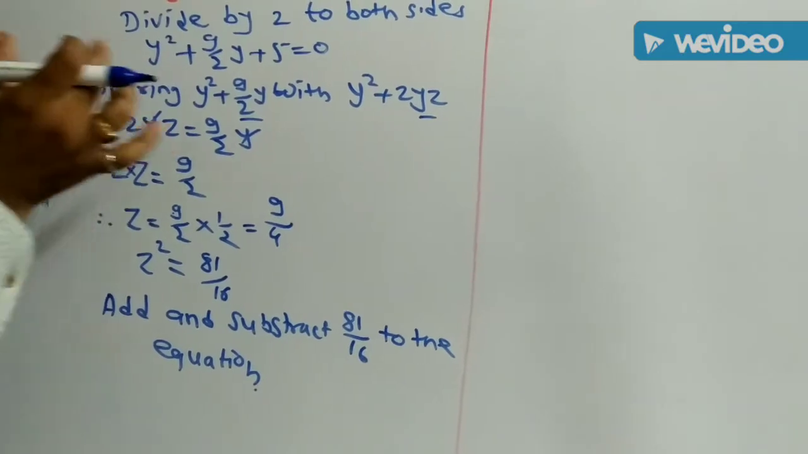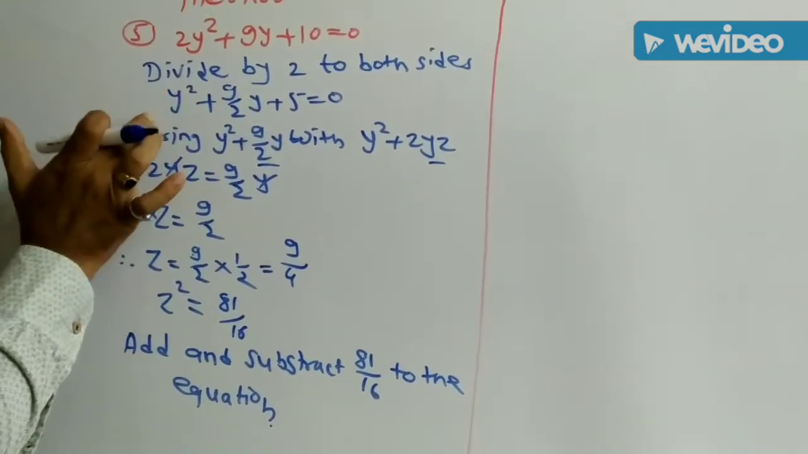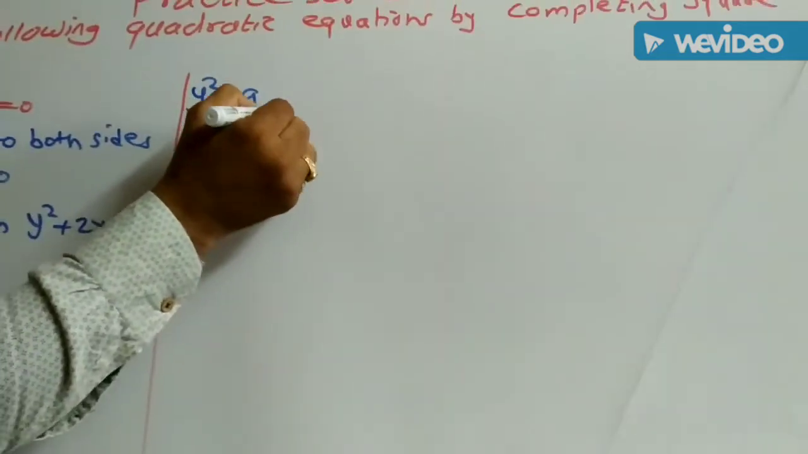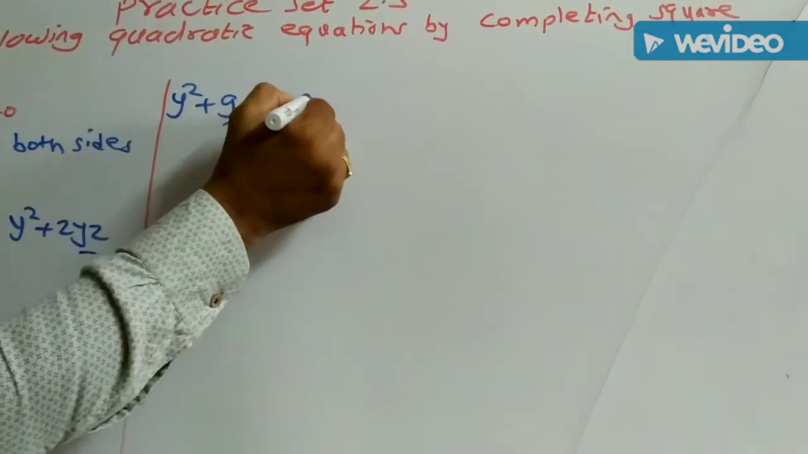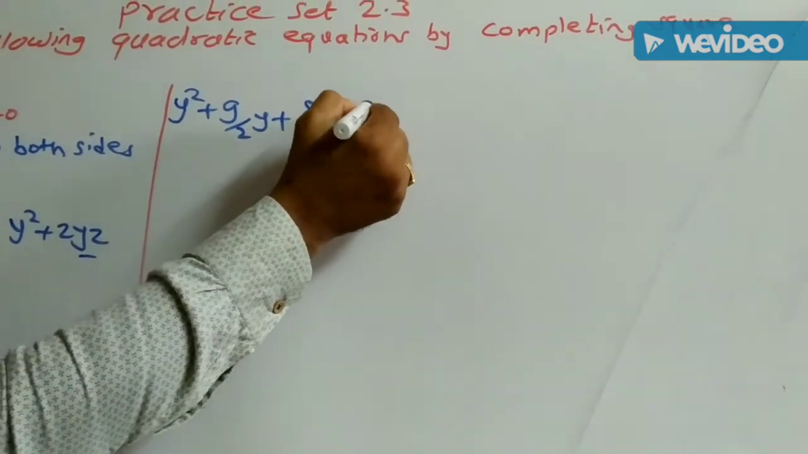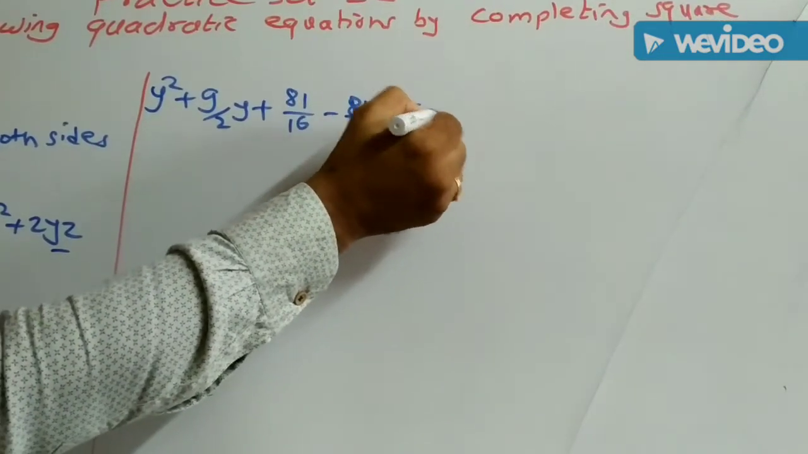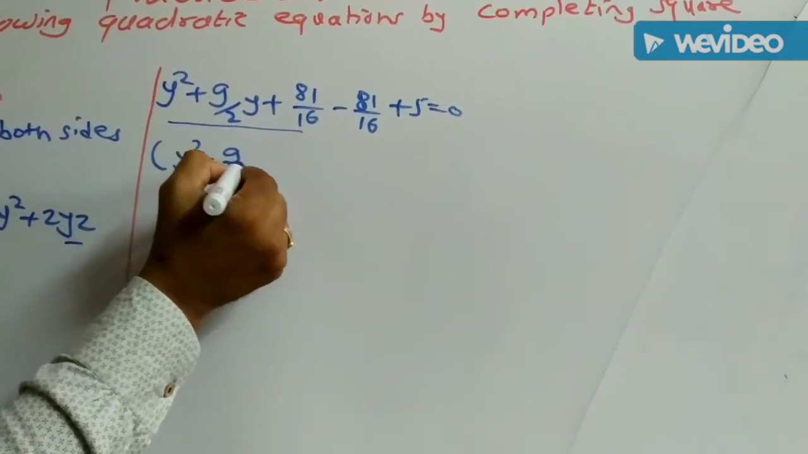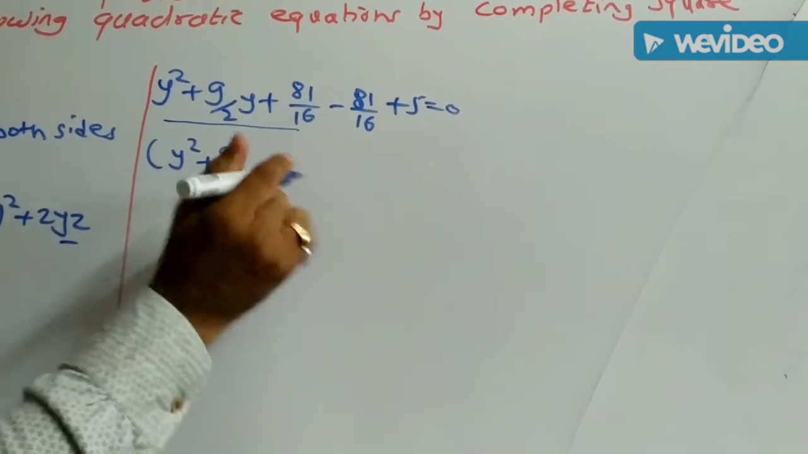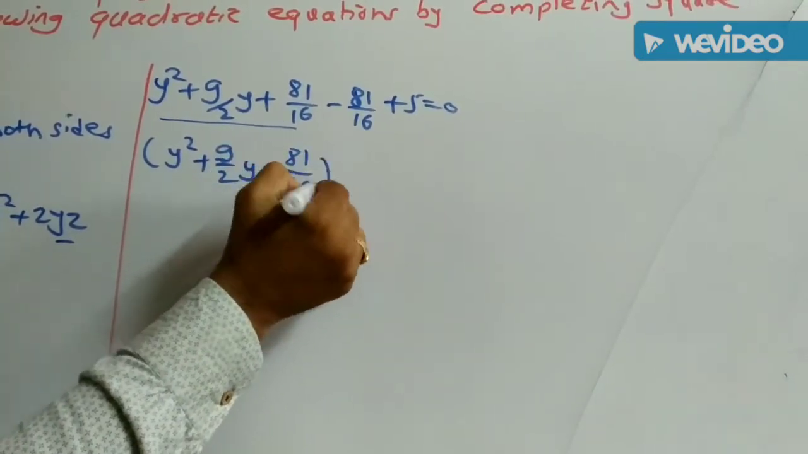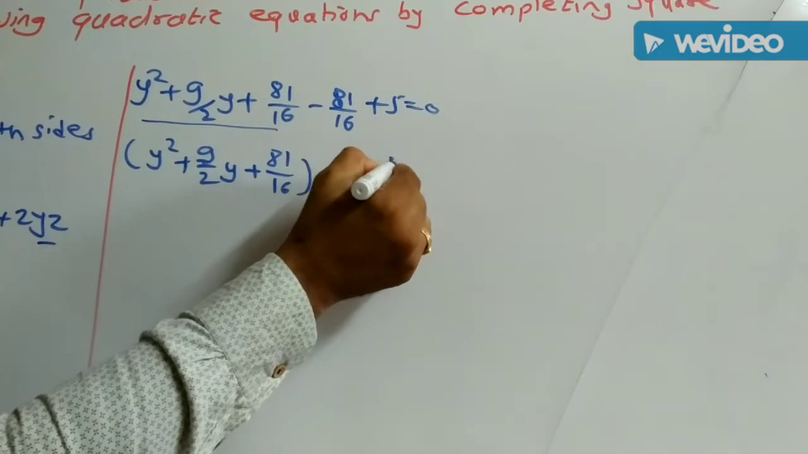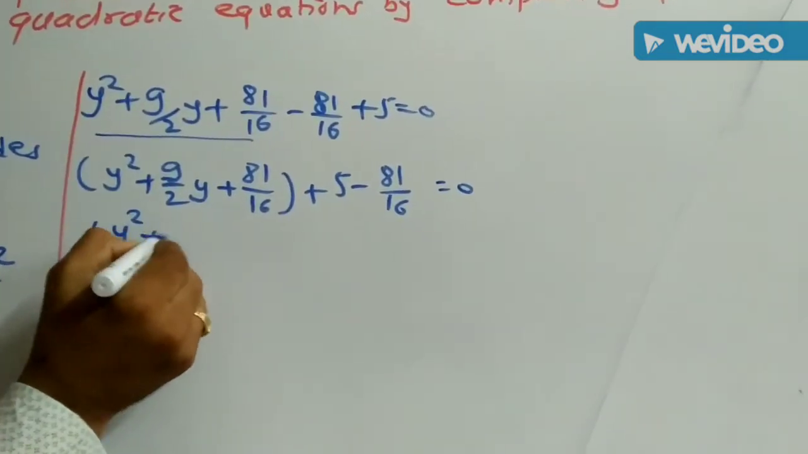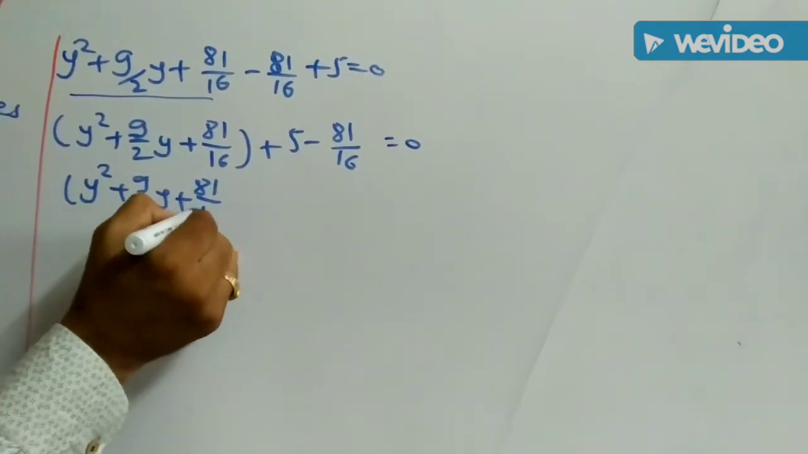In which equation? The equation we get after dividing the coefficient, that is y square plus 9 upon 2y plus 5. Add the third term 81 upon 16, and again subtract 81 upon 16. Now write the first three terms in the bracket, y square plus 9 upon 2y plus 81 upon 16. I adjust it: plus 5 minus 81 upon 16 is equal to 0.